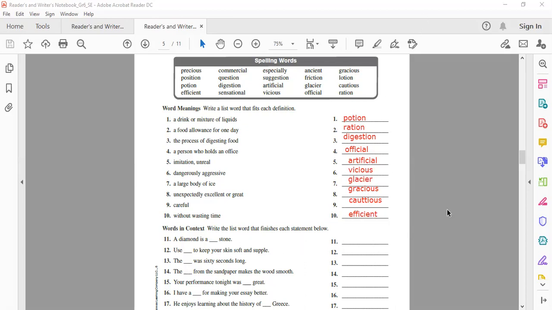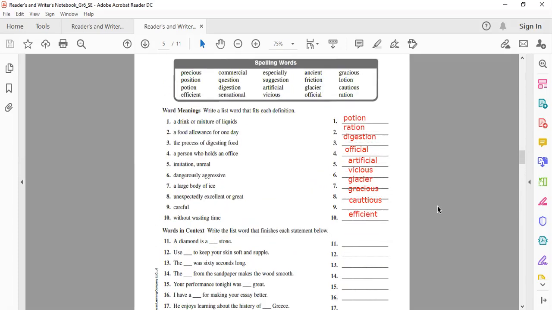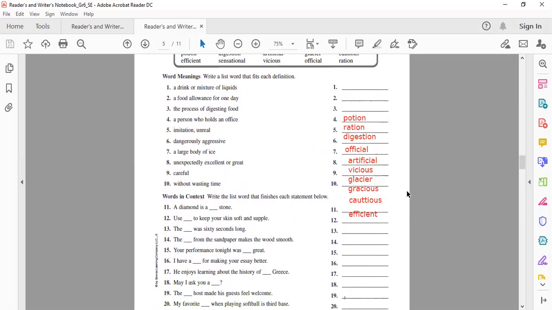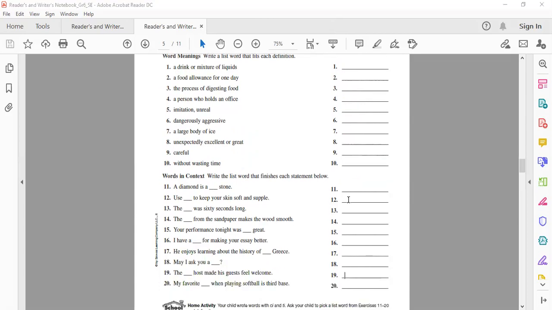Okay, number 11. Now write the list word that finishes each sentence below. A diamond is a precious stone. Very good. Did you finish this one? So number 11 will be precious. Number 12, Tayyib, give me number 12. Use lotion to keep your skin soft and supple. Lotion. Excellent.